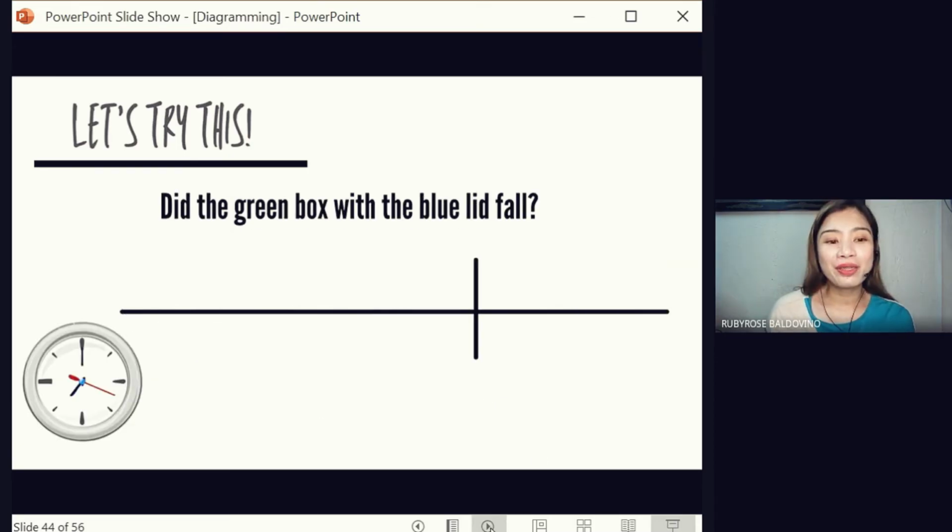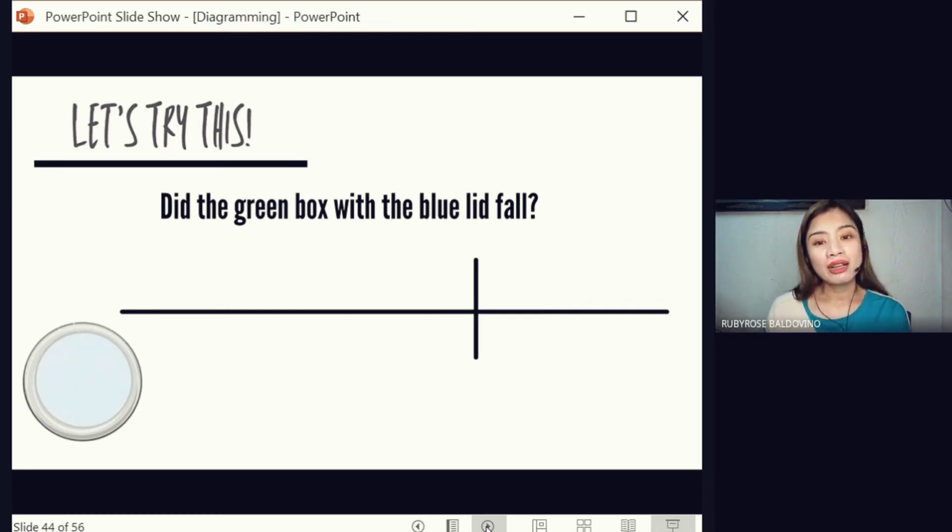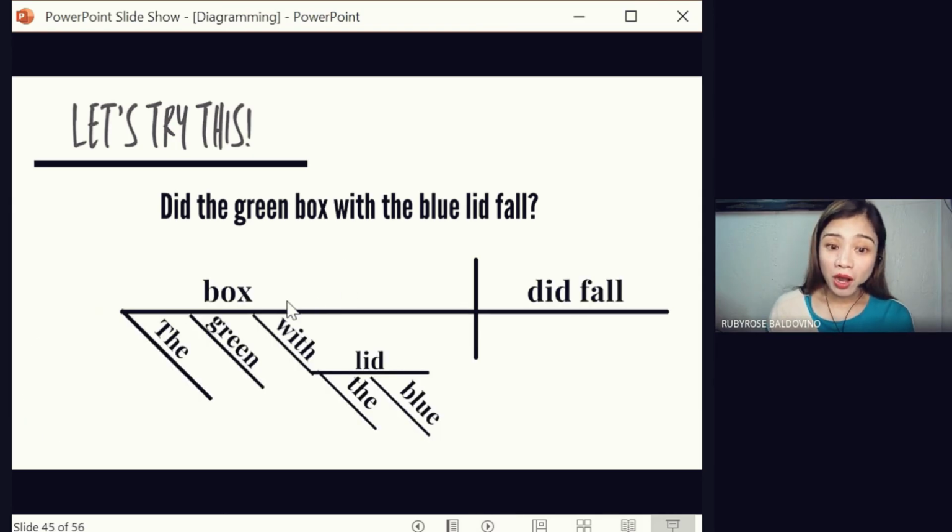Okay? So let's try another one. Did the green box with the blue lid fall? So this is a question, but we just have to follow the same principle. So how are you going to diagram this? Identify the subject, identify the verb, the modifiers, the prepositional phrase. All right, so let's see. Our subject is the box, and our verb is did fall, right? So let's place the article the under the subject. Then, of course, we have the modifier. We have an adjective, green.